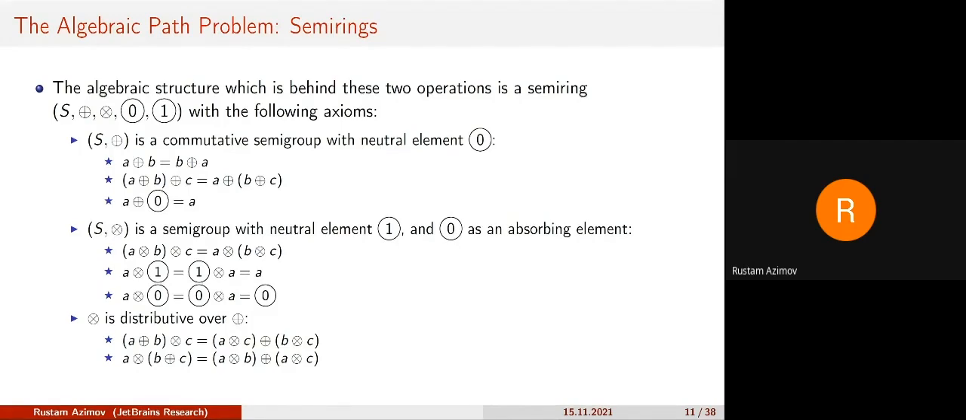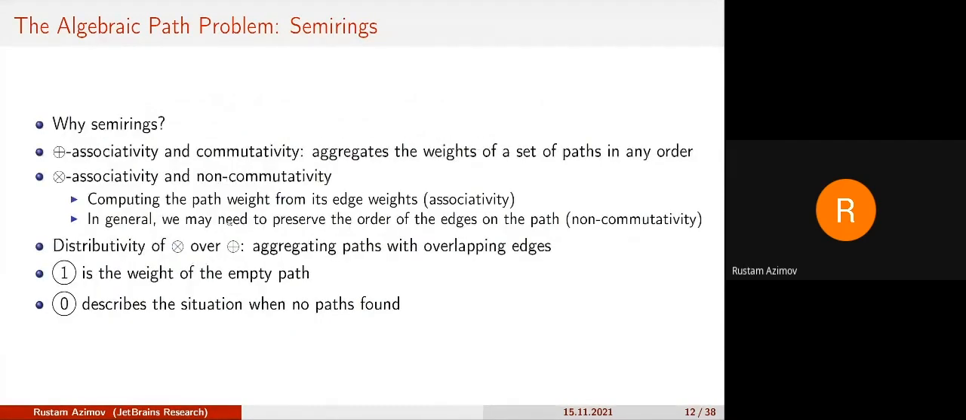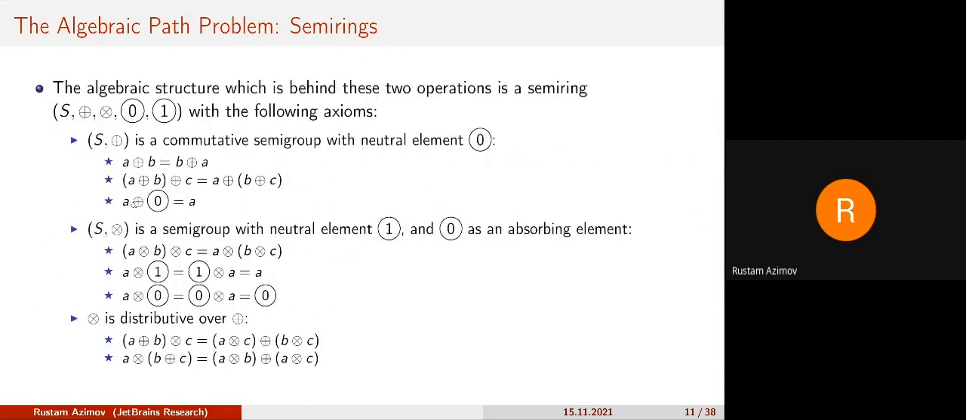But about commutativity, it's not true, because in some applications we may need to preserve the order of the edges on the path. So if we have commutativity of the multiplication operation, then reordering arcs in the path will not affect the weights of the paths, but in general this must not be true.